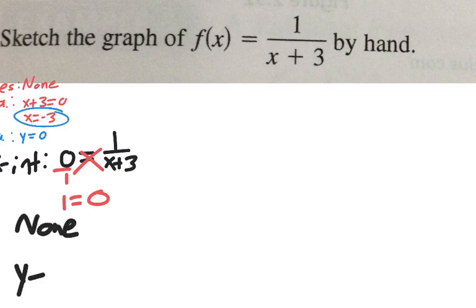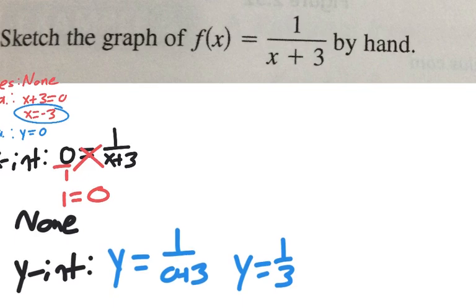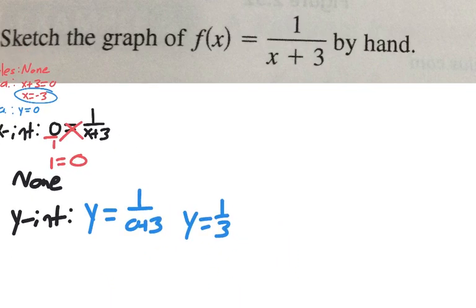Next thing I'm looking for, y-intercept. Y-intercepts happen when the x value is 0. So I'm going to have y equals 1 over 0 plus 3. That means my y-intercept is at 1/3. So that means I have the point 0, 1/3 on my graph.